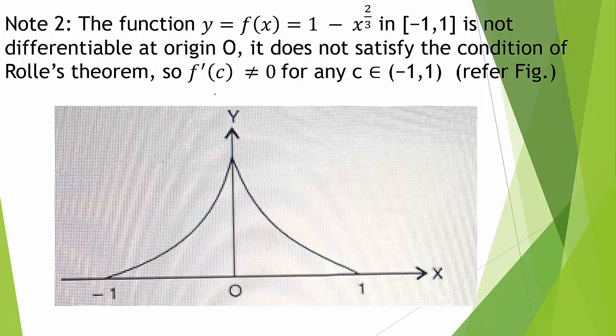See this figure. For any value of c in minus 1 to 1, f dash c equal to 0 is not satisfied. Why? Because it does not satisfy the condition of Rolle's theorem, that is, f of x is differentiable in minus 1 to plus 1. As this condition is not satisfied, f dash c is not equal to 0.